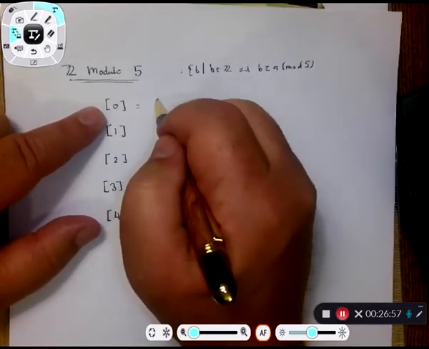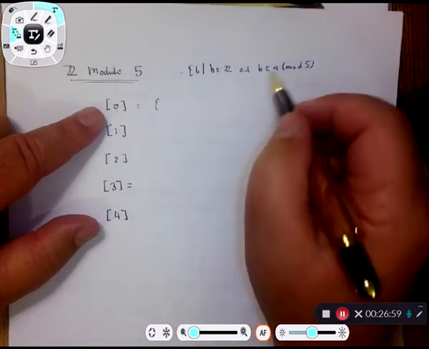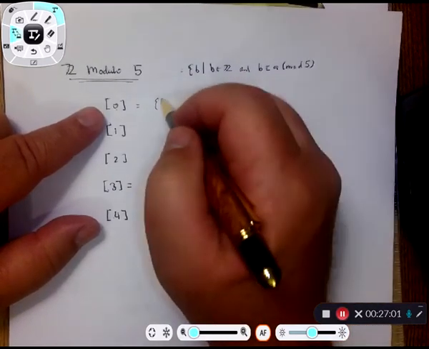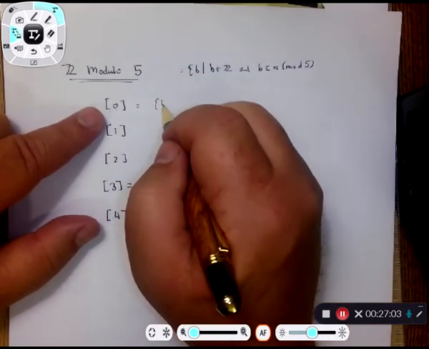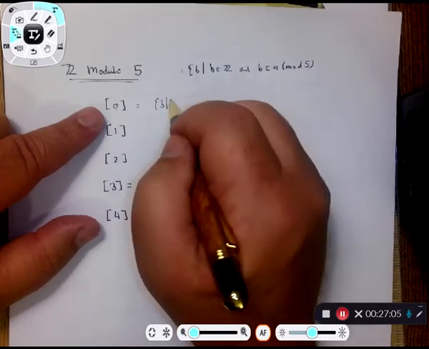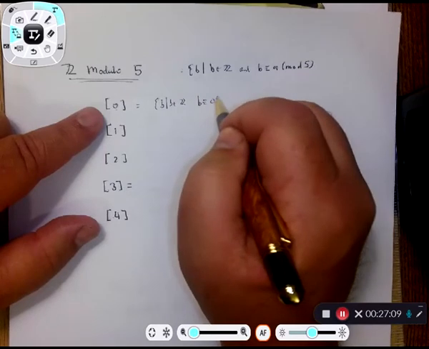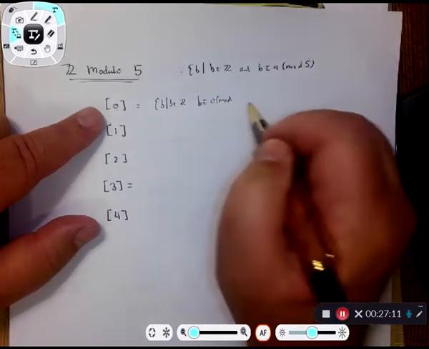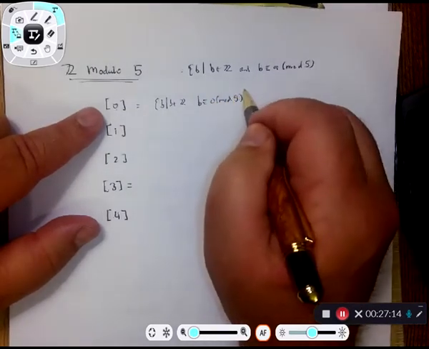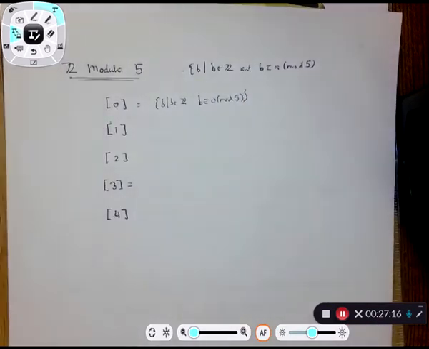So what about the equivalence class 0? Well, in equivalence class 0, what we've got here is B such that B is an integer and B is congruent to 0 mod 5. And remember what that means. 5 divides B minus 0.